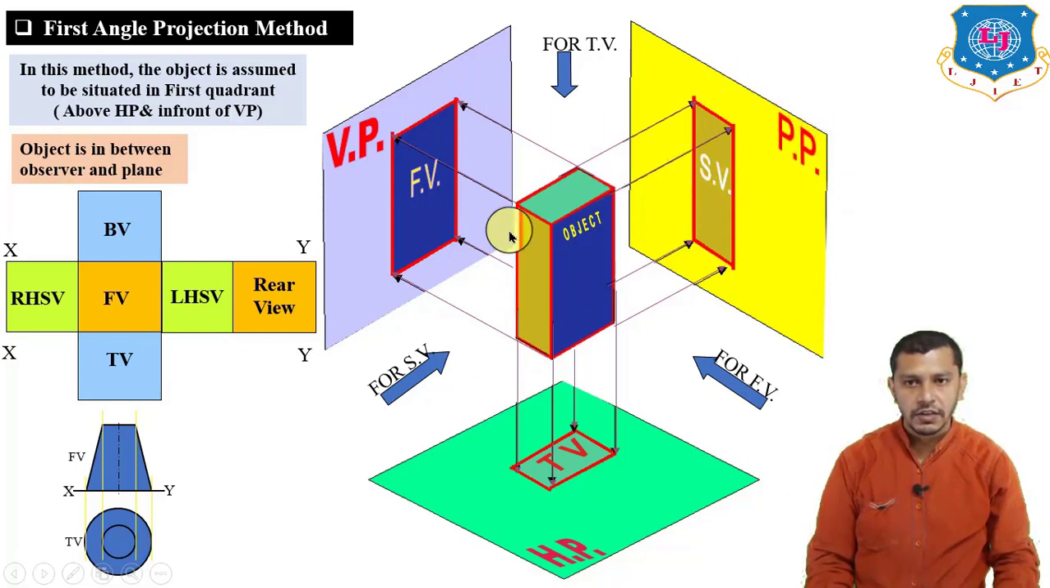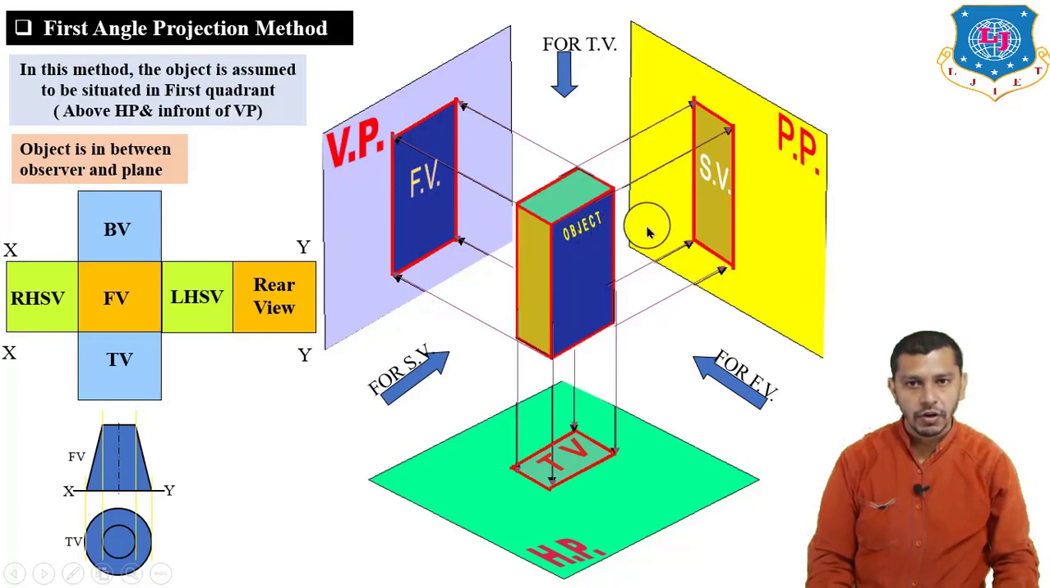And right now you can see that the object is in the first quadrant. That means it is above HP and in front of VP. If we are taking the object in the first quadrant, it will be in between the plane and the observer. So if we are observing the front view of the object, the observer will be over here, the object is here and the plane is here. So the object is in between the observer and the plane. For the top view also, the object is in between the observer and the plane, and for the side view the object is in between the observer and the plane.